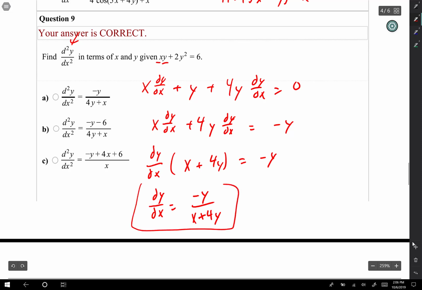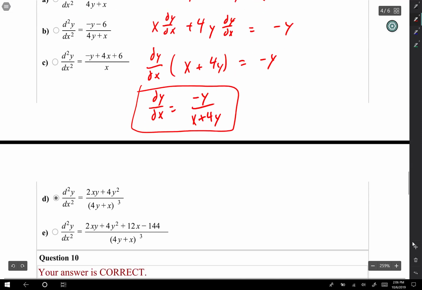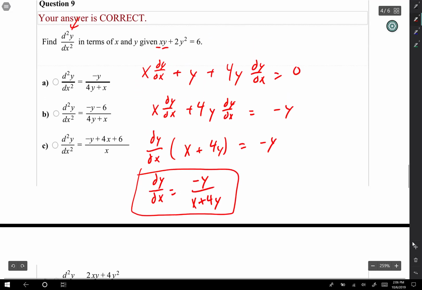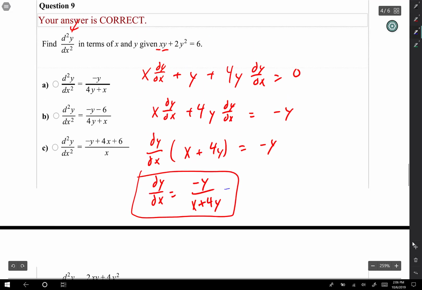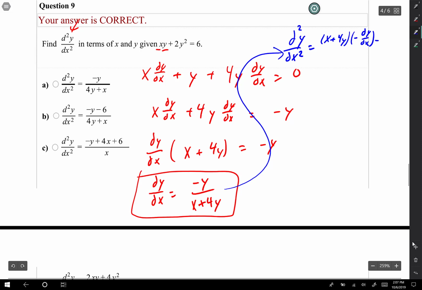All right, that's not the answer. Now we're going to have to take another derivative again. So I think I have enough space down there. If not, let me switch it to blue. So here we go. I'm starting it again, and I'm going to do quotient rule. So my second derivative: bottom, x plus 4y, times derivative of the top, negative dy/dx, minus top, negative y, times derivative of the bottom, 1 plus 4 dy/dx. All this is over bottom squared, (x plus 4y) squared.